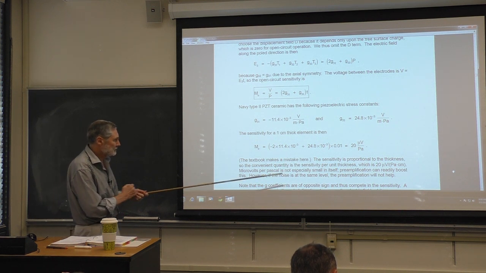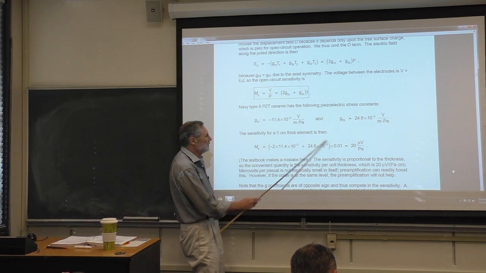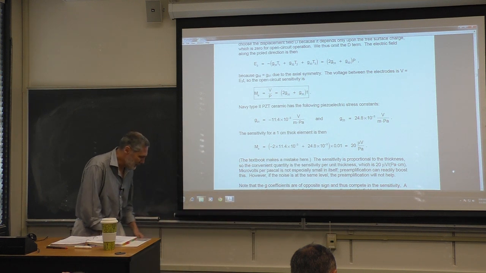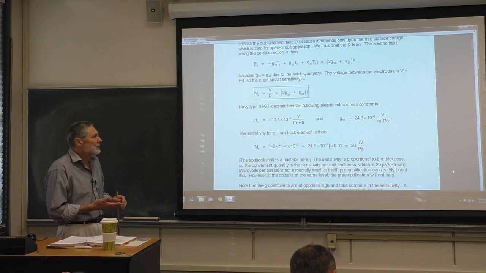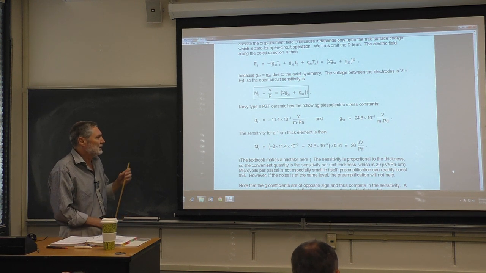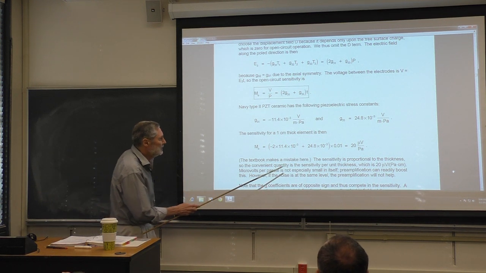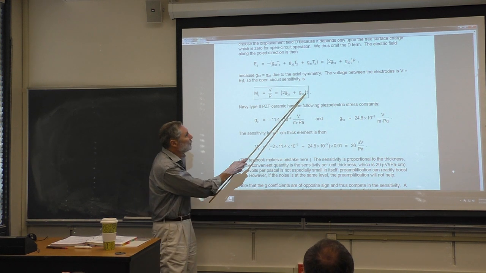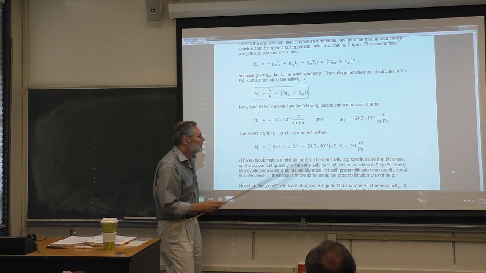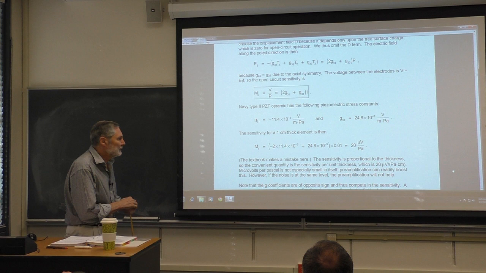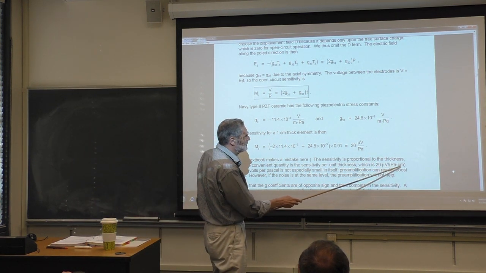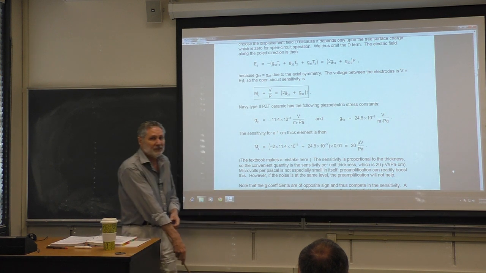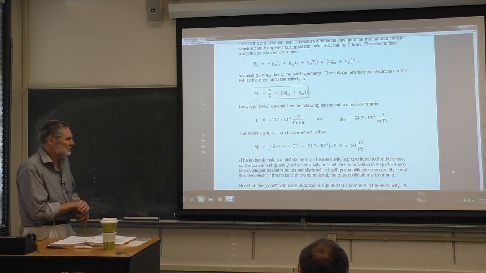Now, this is for 1 centimeter thick, and if you're thinking about designing a hydrophone or purchasing one with different thicknesses, the natural way to express the answer is the sensitivity per unit thickness, because it's proportional to the thickness here. So a better way of stating the result is 20 microvolts per Pascal centimeter. To get the sensitivity, you just multiply by the thickness, which is easy to do.